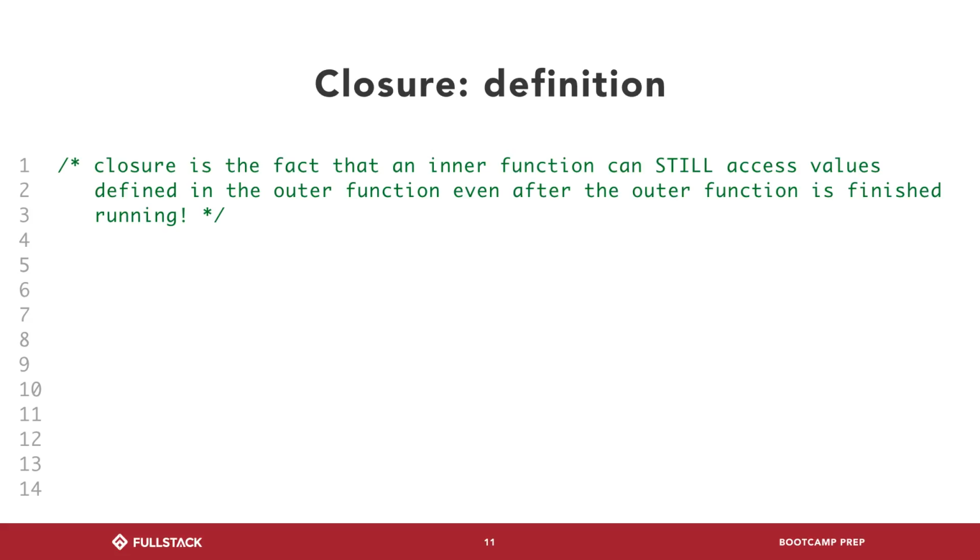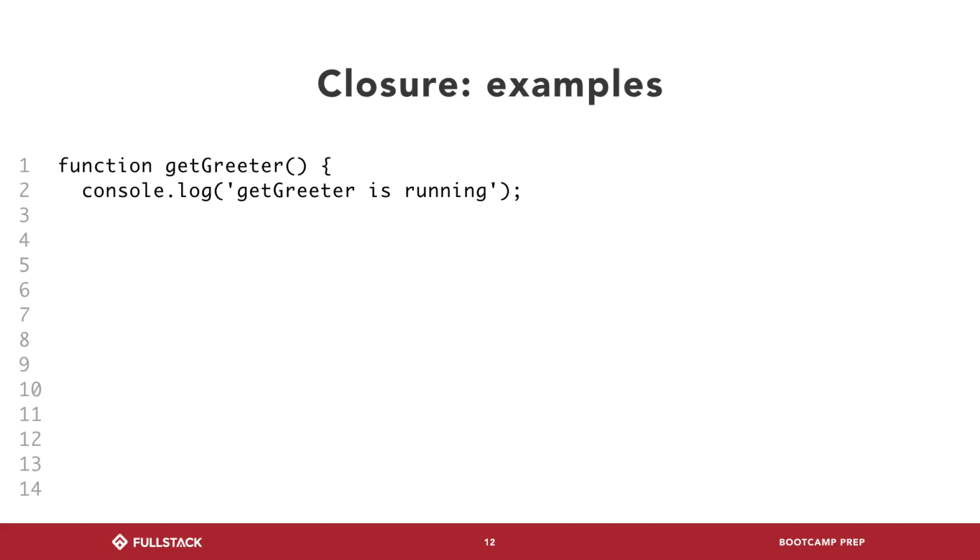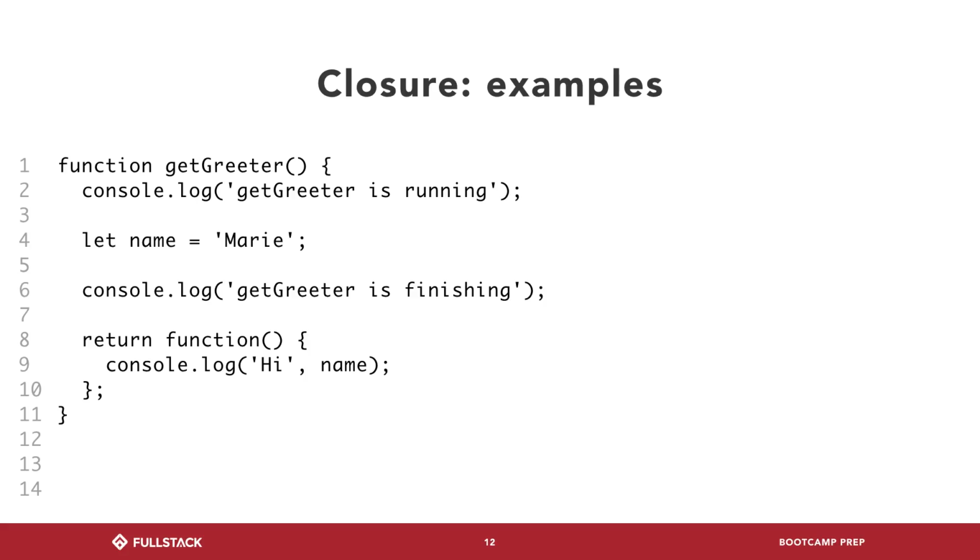Closure is the idea that when we create a function, that function not only has access to that scope at that moment, it actually memorizes it. It keeps a copy of that scope for reference later on. Let's take a look at how this looks.